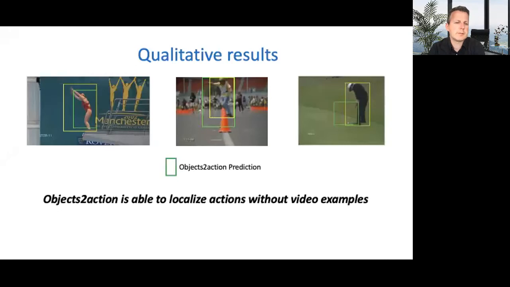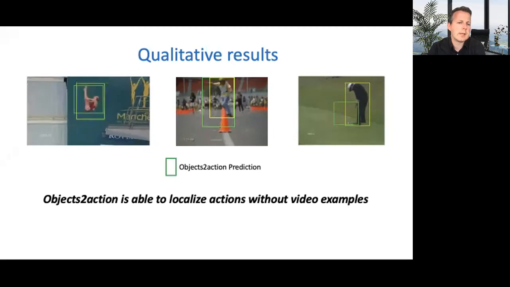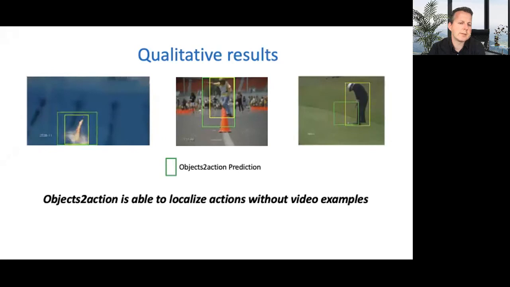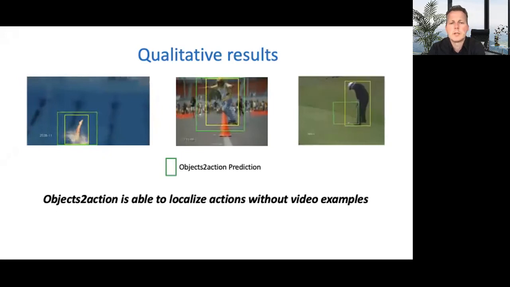Here we have some qualitative results showing the action localization. In yellow, the ground truth, and in green, our object to action prediction. You can see that for this diving activity, it works quite well. Also for the skateboarding, our predicted tubelet follows the ground truth closely. And we also have a failure case here, playing golf. The ground truth also includes the golf player, where our selected tubelet emphasizes the golf club instead of the actor.